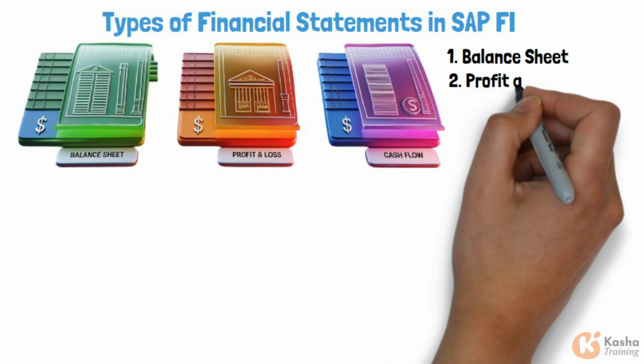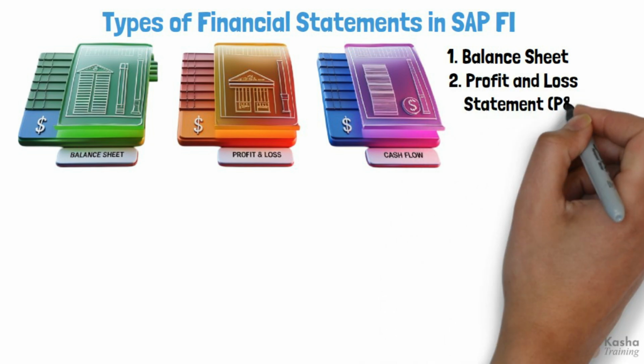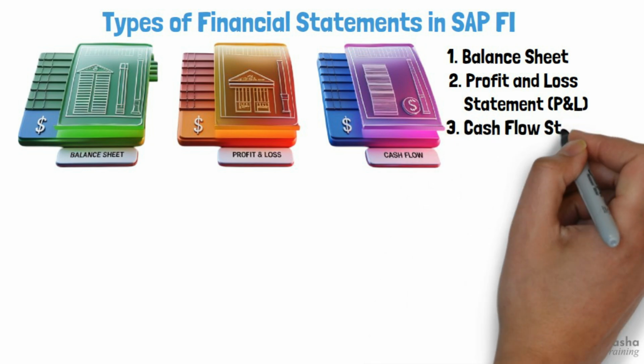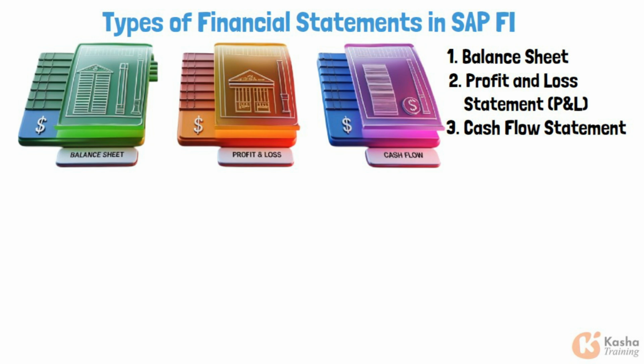2. Profit and loss statement (P&L), also known as the income statement. It summarizes revenues, costs, and expenses over a period. This statement is crucial for understanding profitability. 3. Cash flow statement. This statement shows the inflow and outflow of cash within an organization, highlighting how cash is generated and used during a specific period.